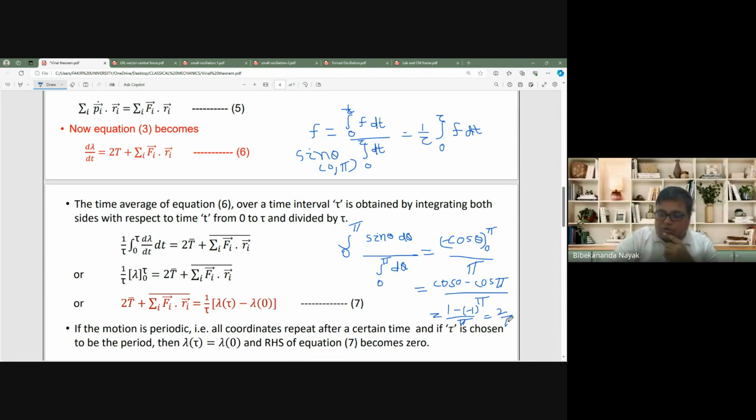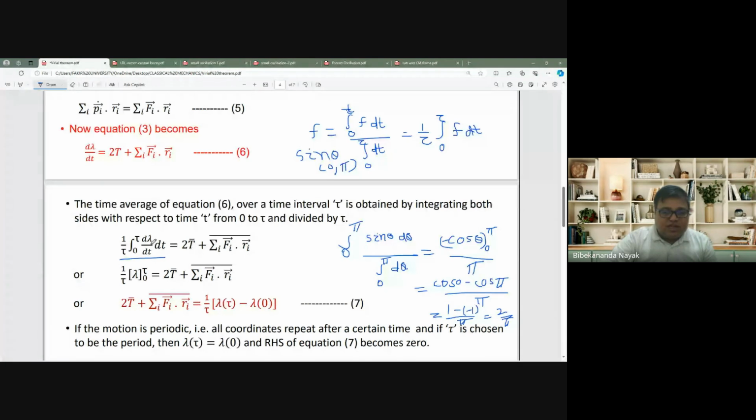So any average quantity, like the average value of sine theta, you can calculate knowing this formula. Now come to the average of each quantity from the left hand side and right hand side. For the left hand side I write the integration from 0 to tau, d lambda by dt into dt, times 1 by tau. Similarly I take the time average of the right hand side, which contains that expression.